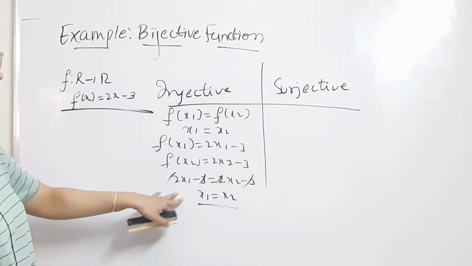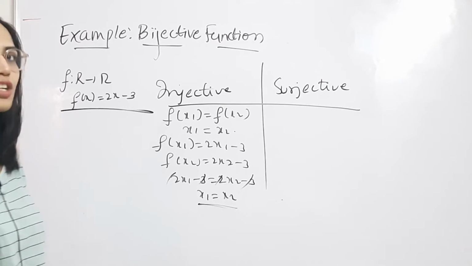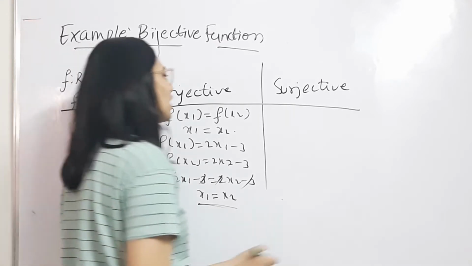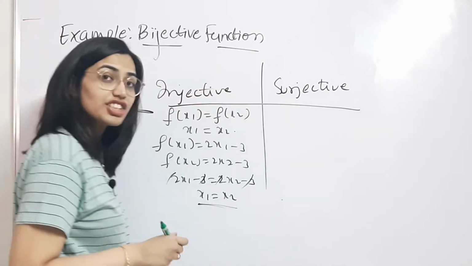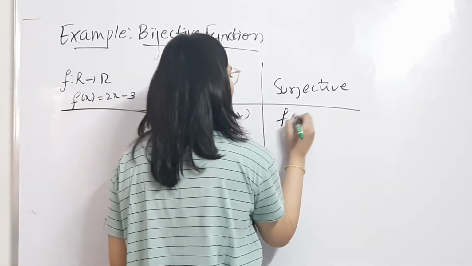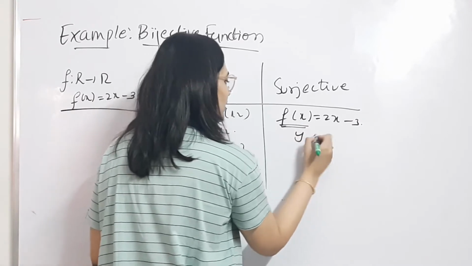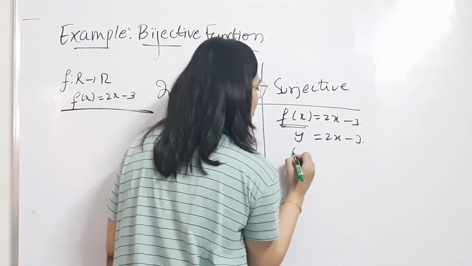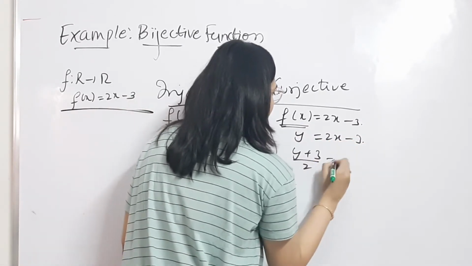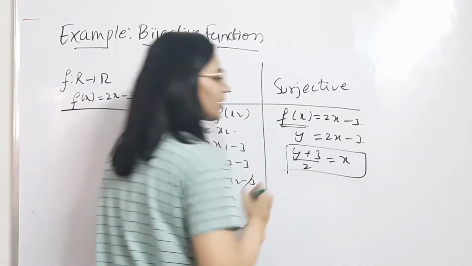That means you can say that f of x is equal to 2x minus 3 is a one-to-one function, or injective. How can you prove whether it's surjective or not? Consider that you know for a fact f of x is equal to 2x minus 3. This you consider as y. What do you get? 2x minus 3 equals y. So you get x as y plus 3 by 2.